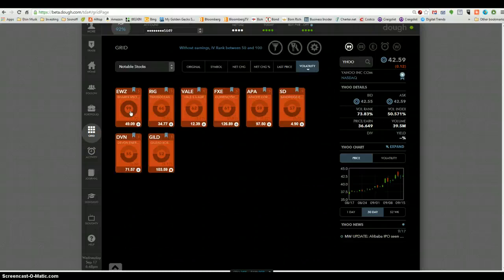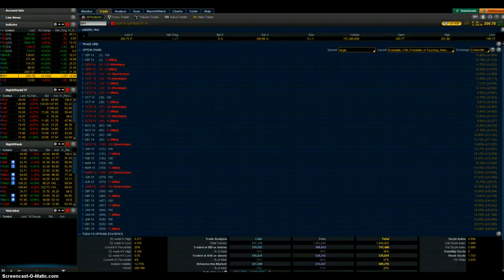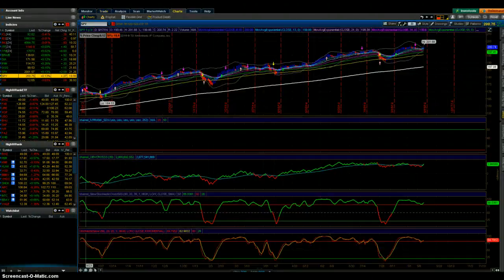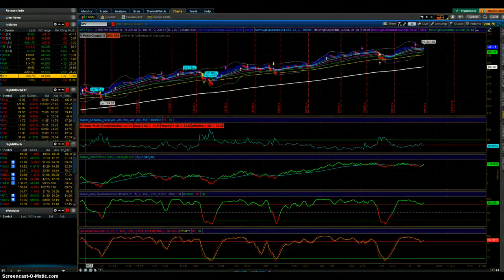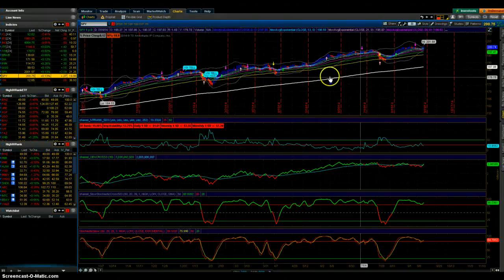Okay, so I wanted to cover that. As far as what happened today and what's going on with what I see for tomorrow, here's the chart for this SPY.